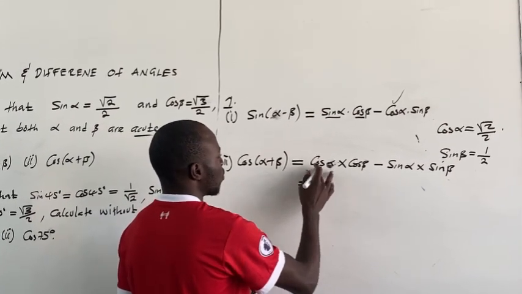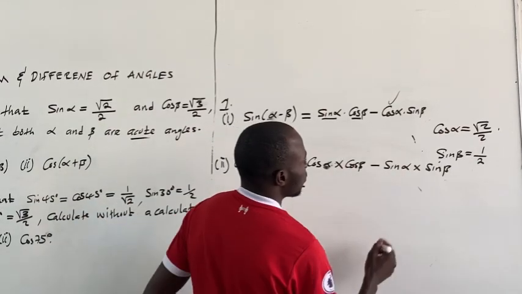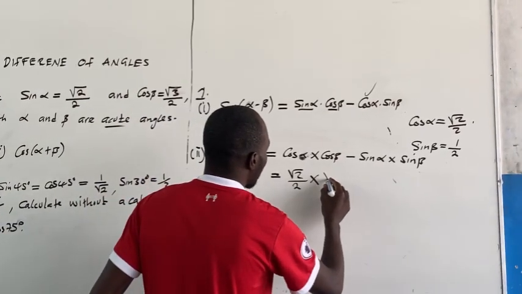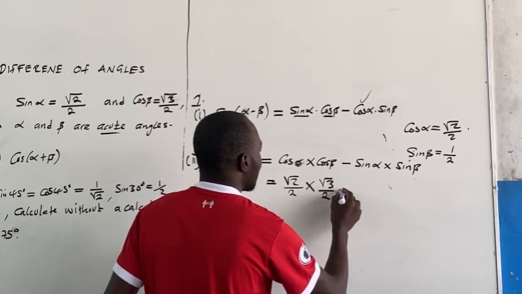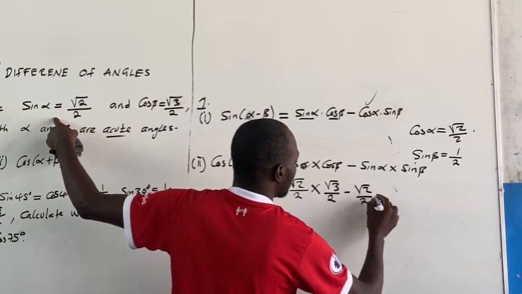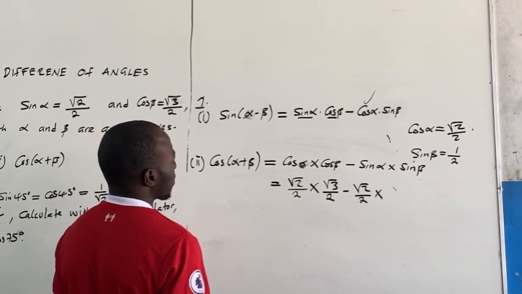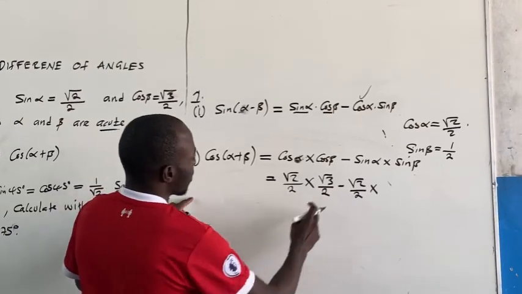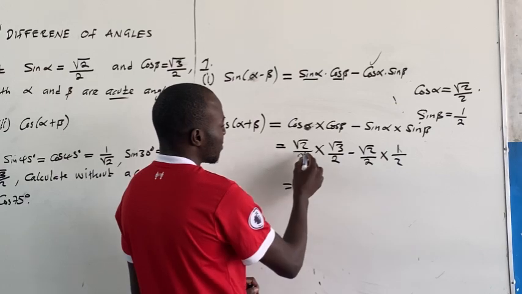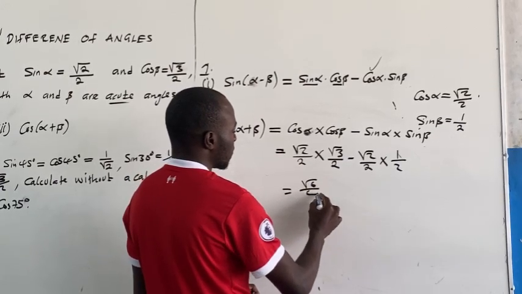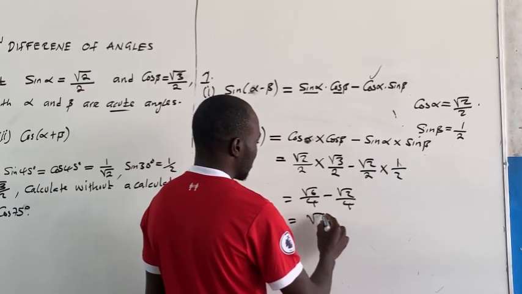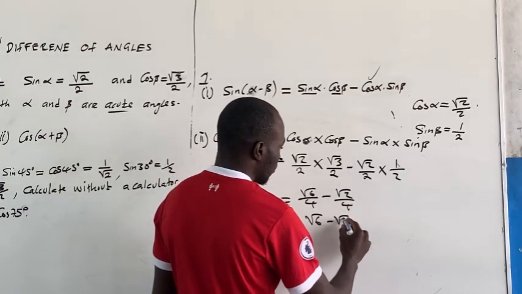So it's just a matter of substituting. Cos alpha is given, what we have here, square root of 2 over 2, times cos beta, which is square root of 3 over 2, minus sine alpha, which is square root of 2 over 2, times sine beta, which is 1 over 2. So you do the same here, this time you get the square root of 6 over 4, minus the square root of 2 over 4. So this gives us the same answer, which is square root of 6 minus square root of 2 over 4.